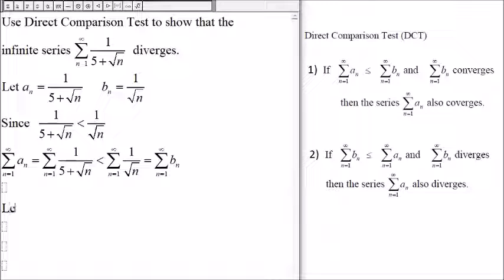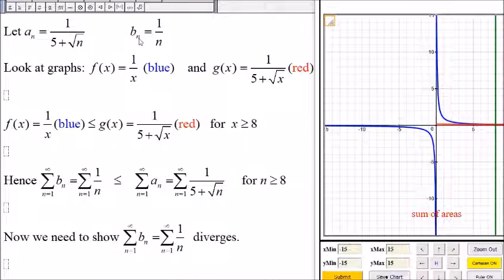And so if we let this be 1 divided by n, so we let b sub n be 1 over n, and a sub n is still 1 over 5 plus the square root of n. And now let's compare these two sequences. So the blue graph is the graph for 1 over x, and the red one is the one for 5 plus the square root of x. This is the line x, this is 8.